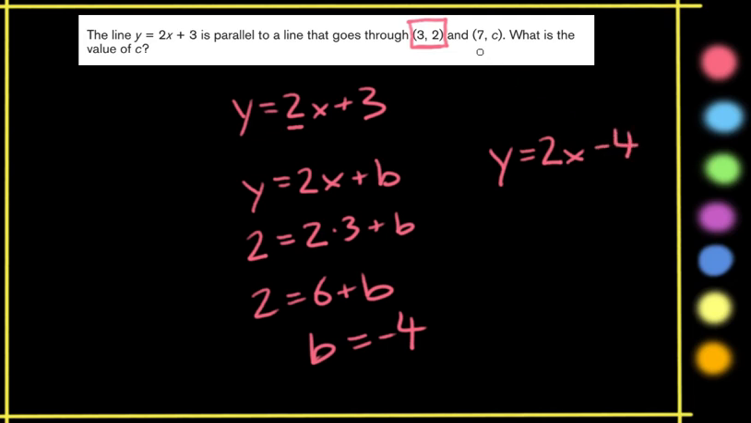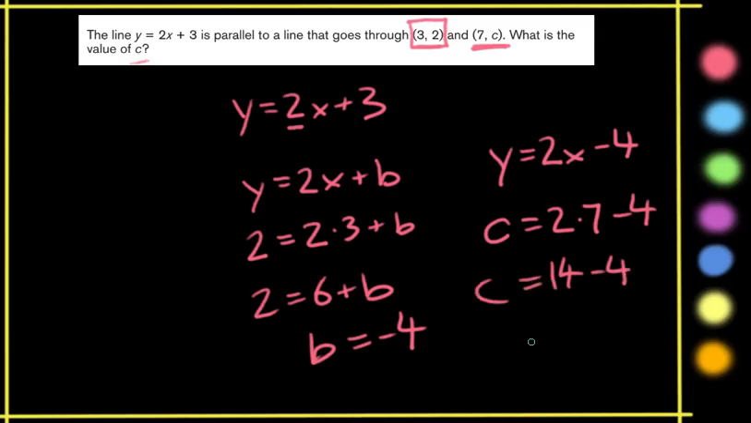Okay, so now we know that this line they're talking about here has the equation y equals 2x minus 4. And it says the line is parallel to a line that goes through this point and this point. And then they want to know the value of c. So we know that this point is also on the line, so we can plug that in for x and y. 7 is our x value, and c is our y value. So you can say c equals 2 times 7 minus 4. And so this is going to be 14 minus 4 is equal to c. And so that means c is equal to 10. And what do they want to know?